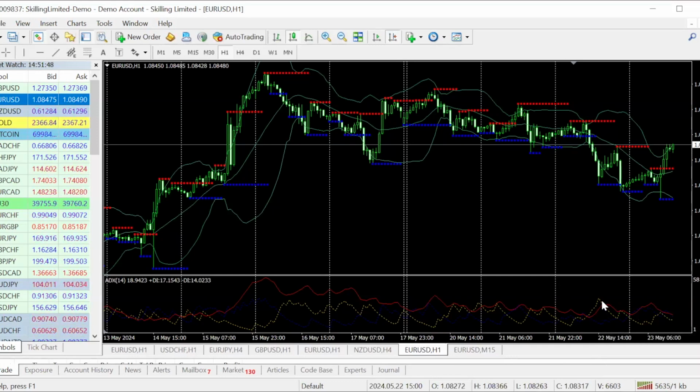So whenever the minus DI is above the plus DI, it is bearish. If you use a different color, you open yours, you may not see this color. So you just point to it, you see it's minus DI, the negative directional index, while this is plus DI, which is the positive directional index. Whenever the plus DI is above the minus DI, the negative DI, it means that the market is bullish.